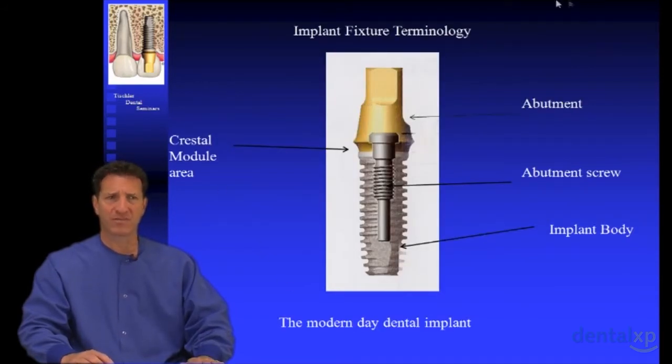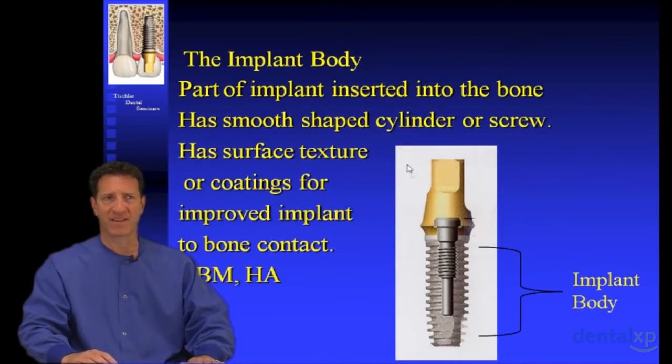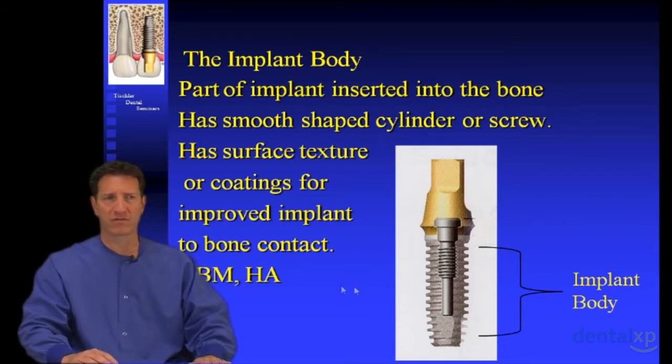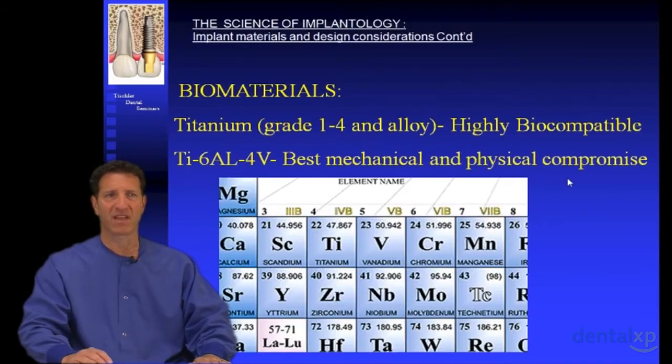So these are the parts and pieces involved with an implant. We have the abutment, we have the abutment screw, and we have the body, and then we have this crestal module area. The body is basically the part that's inserted into the bone. And there's different surfaces that are coated on this, whether they be hydroxyapatite, resorbable glass media, roughened up surface, and that's what you want. The bone wants a roughened surface here, and that's what these things do.